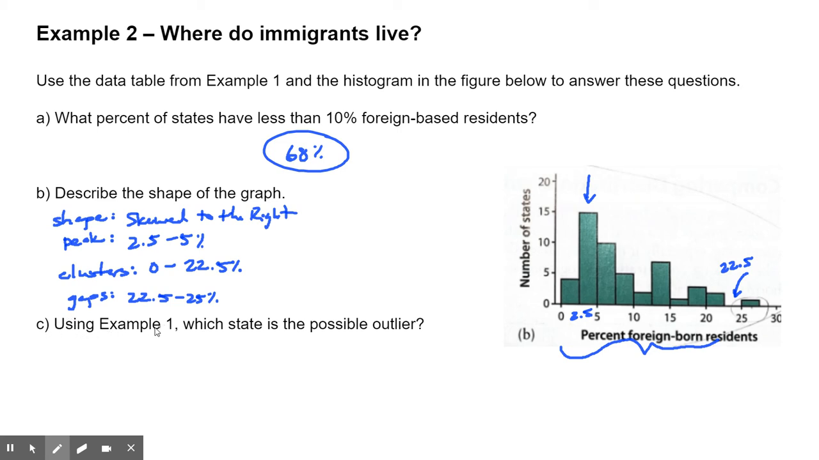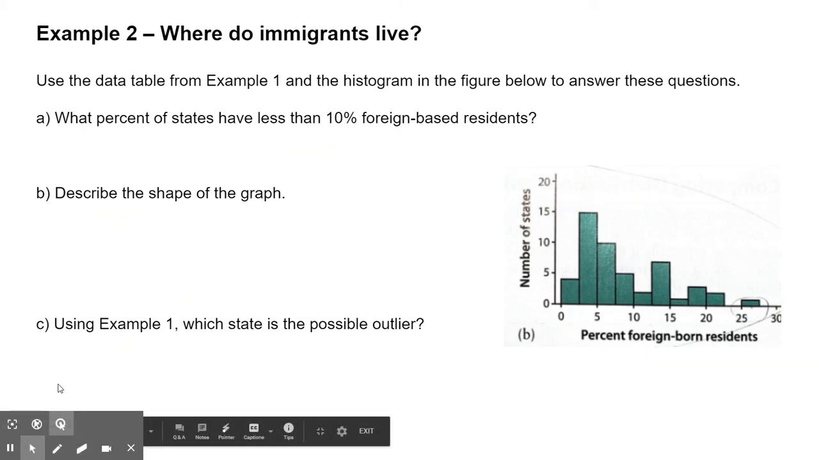And then lastly, using example 1, which state is the possible outlier? So we obviously can see that this right here is where the outlier is located. So the interval where the outlier is, is between 25 and 27.5%. So I need to go back to the table. So this is why I said sometimes the histogram is not good enough. I need to actually find the point that lies in there. And if there were 2 states with values in here, I'd have to list them both. But there should only be 1. Okay, so I'm looking for a number between 25 and 27.5%.